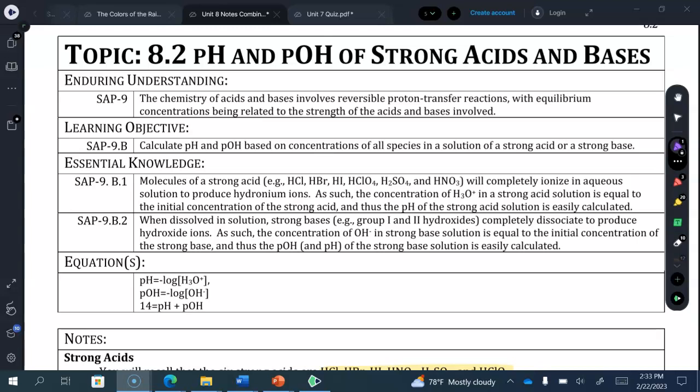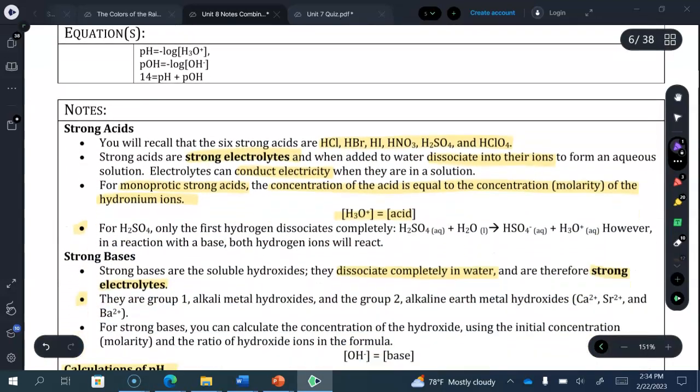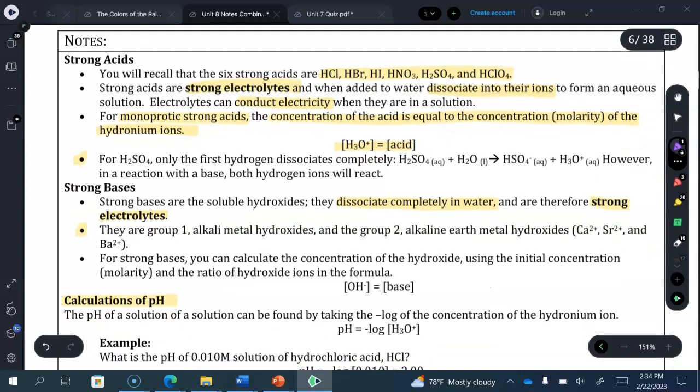Hello everyone, welcome to topic 8.2, pH and pOH of strong acids and bases. By the end of this, you should be able to calculate the pH and pOH based on the concentrations of all species in a solution of a strong acid or a strong base. And so we're going to look at these three equations in application in this section.